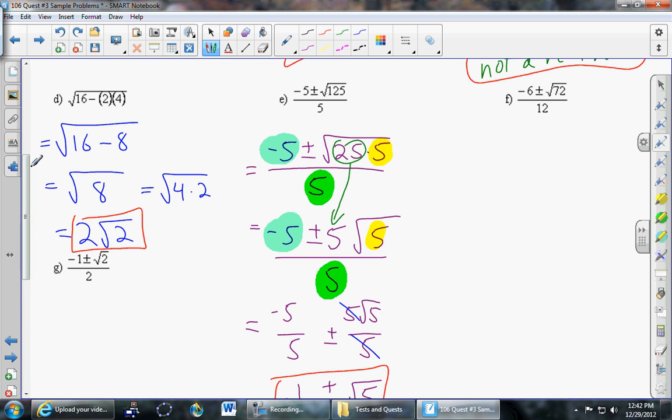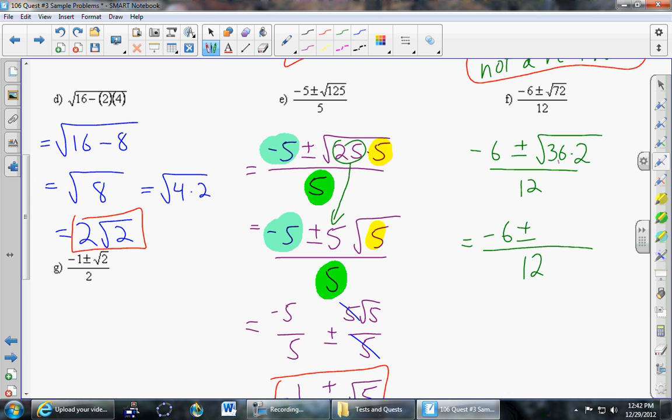Back up to part F. Negative 6 plus or minus square root of 72 over 12. Quite similar to part E. Lots of copying. Only thing we can do anything with at this stage is the 72. So pause the video and find the nice number that goes into 72. But if you're back, we'll write the answer is 36 times 2. Negative 6 plus or minus 12 down in the bottom. Everything copied. The only thing that happens here is the 36 comes outside the radical and becomes a 6. The 2 is still inside the radical.